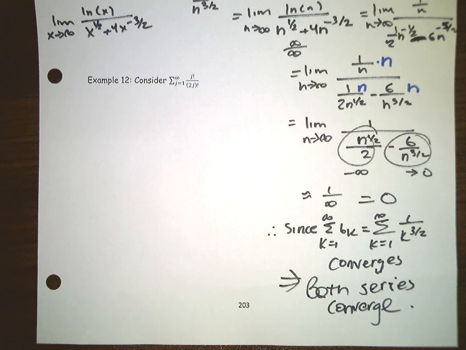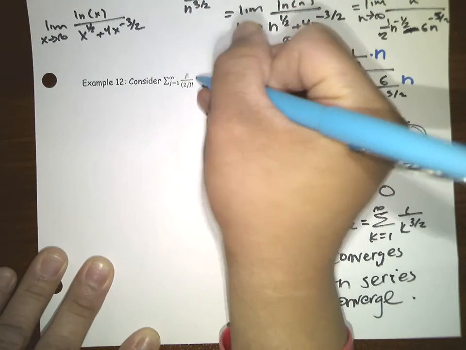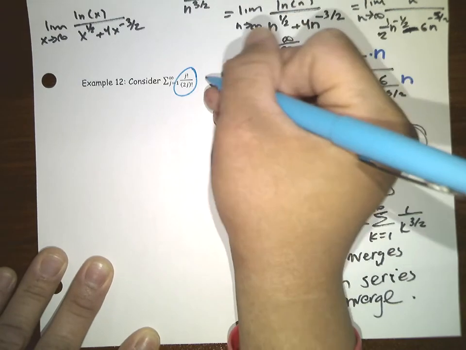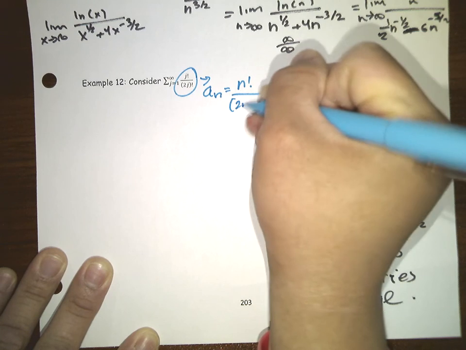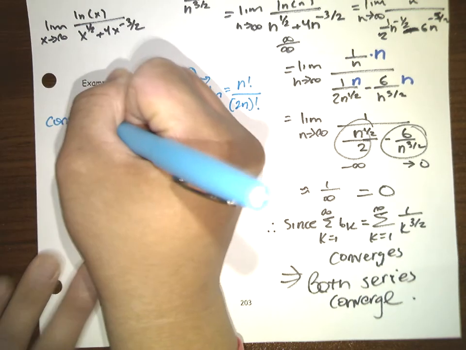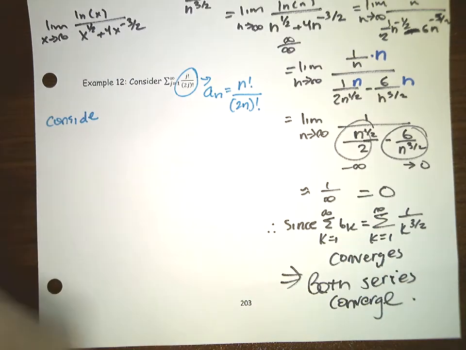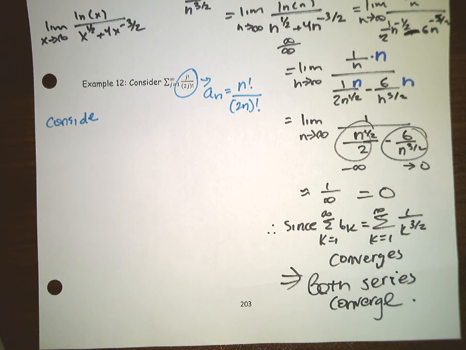All right, and now it's time for another example here. Consider the sum j equals 1 to infinity of j factorial over 2j factorial. So I am going to just call this a_n. So that's n factorial over 2n factorial. So I'm going to consider comparing to, oh, by the way, this one is one of those that could get a little tricky, so don't be upset.